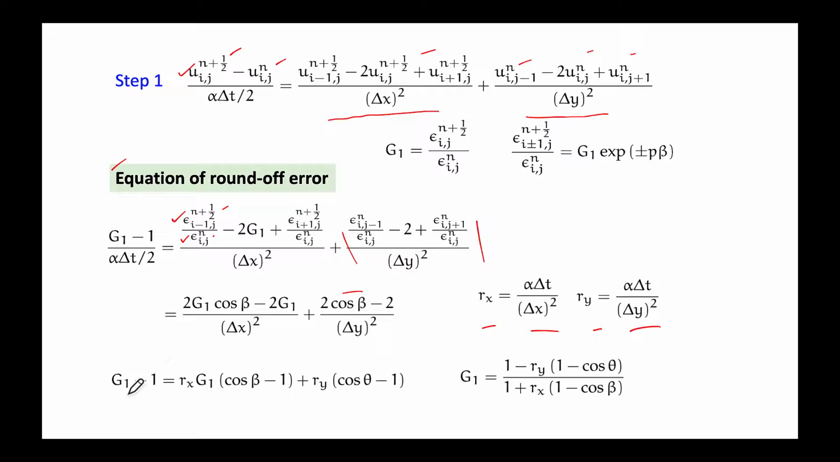I can write this g1 minus 1 equal to rx g1 cos beta minus 1 plus ry cos theta minus 1. Overall, it will give us an expression of g1, that is 1 minus ry, 1 minus cos theta divided by 1 plus rx, 1 minus cos beta.